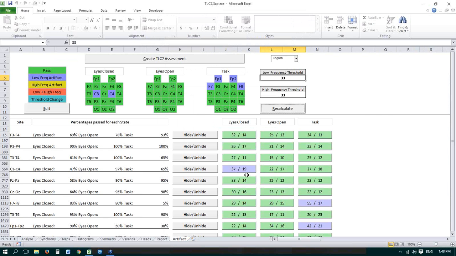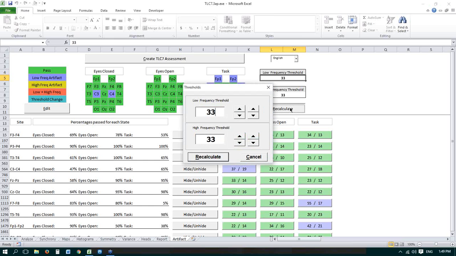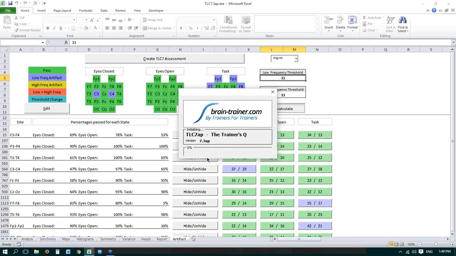And then this just shows me what I need to do, if anything, to change it. I'm not going to change anything here. I'll just say go ahead and bring these in. This is basically showing me for eyes closed, eyes open, and task. The sites which are green, at least 50% of the data passed. The sites which are blue, it didn't. If I change this to 37, recalculate it. That'll give it to us.